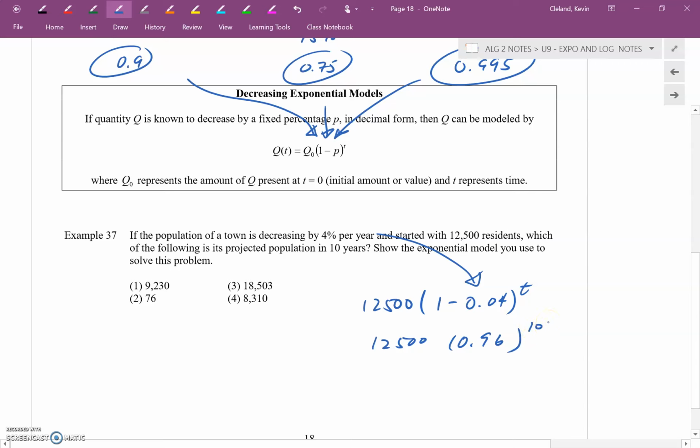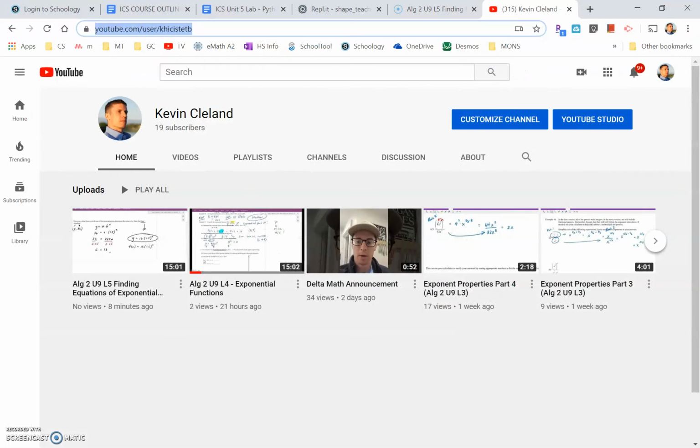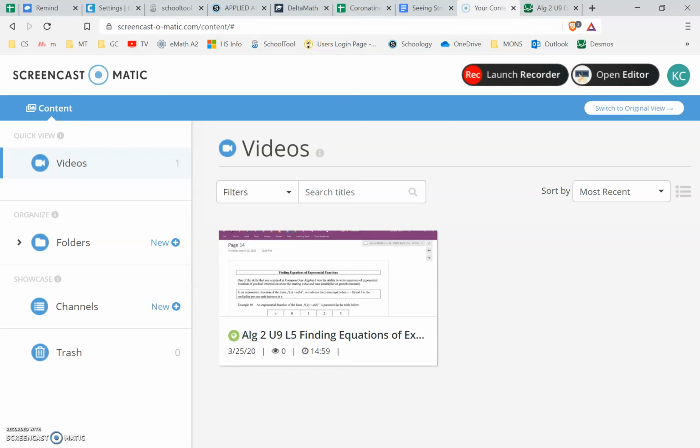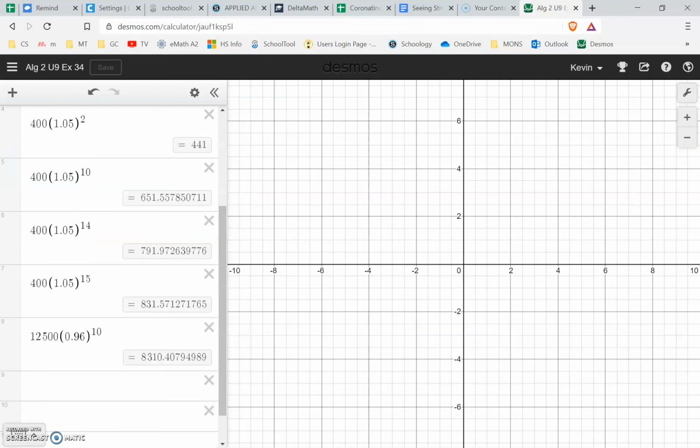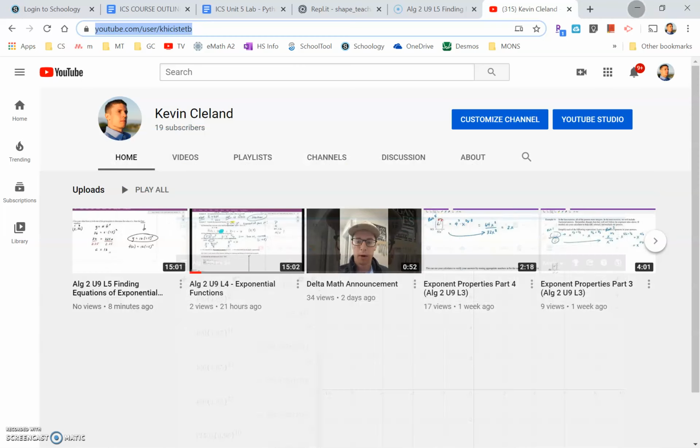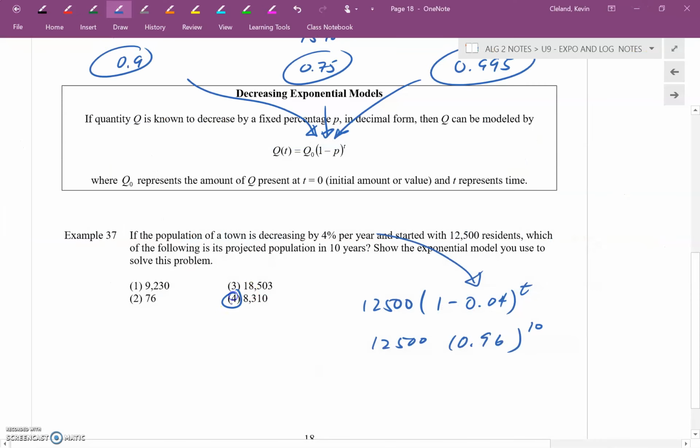Went to Desmos to fire that up. And by the way, I linked that at the top of the previous page in OneNote. Here's Desmos. Here's where I calculated that. Got 8,310.4 people. And so choice 4 is our answer. Cool.